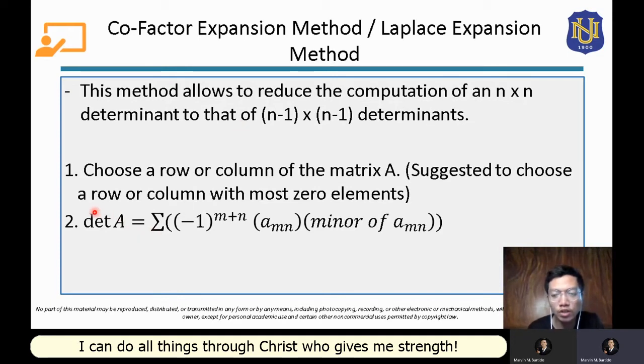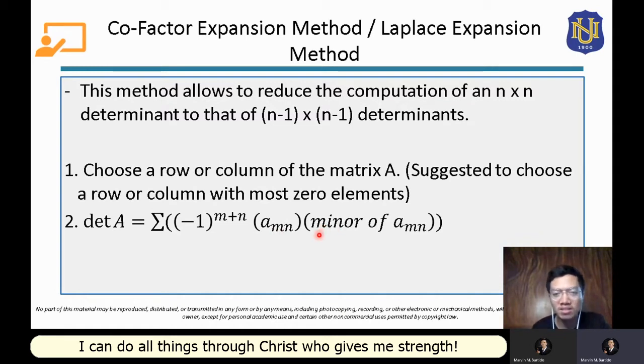The formula to determine the determinant of matrix A will just be equal to the summation of negative 1 raised to m plus n times a sub mn times the minor of a sub mn. As you can see, this negative 1 raised to m plus n times the minor of a sub mn is actually a cofactor. This is the formula for the cofactor of a sub mn. That's why it's called cofactor expansion: this method uses the cofactor.